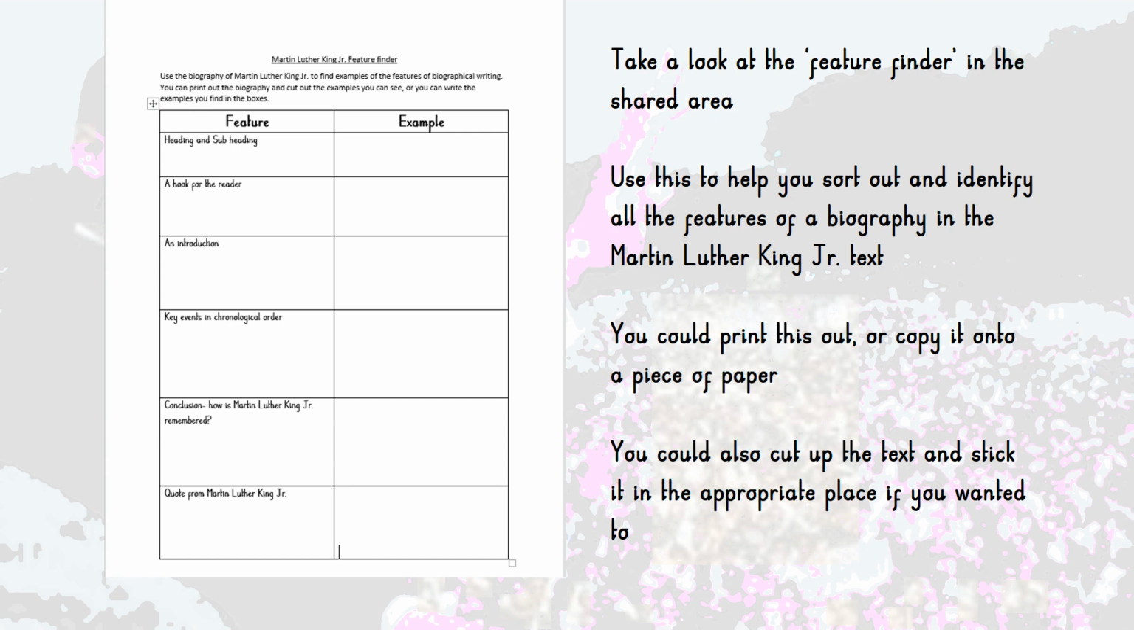The main one I want you to think about is these key events in chronological order, because when you do the plan of the writing, the key events can sometimes be perhaps the more confusing one, because that's the main part of the text when you do your writing. So see if you can find those key events in chronological order.